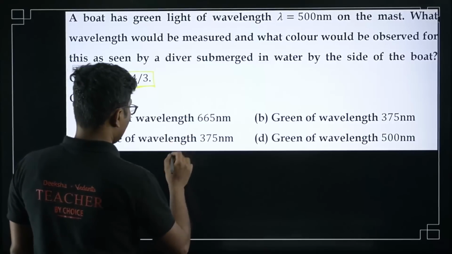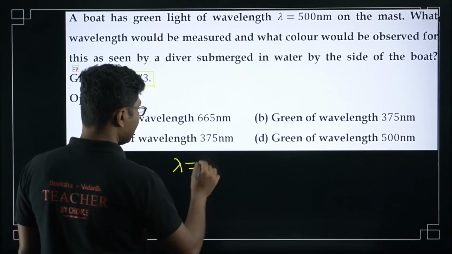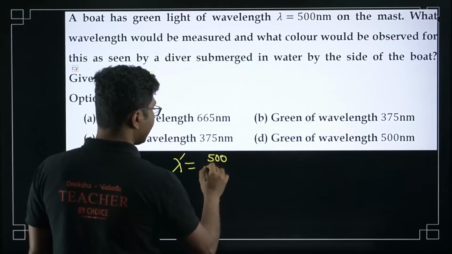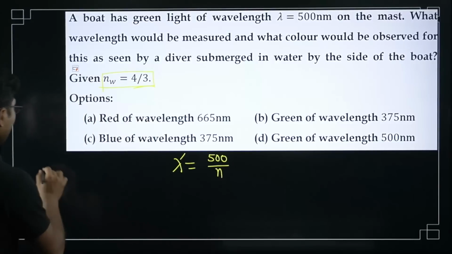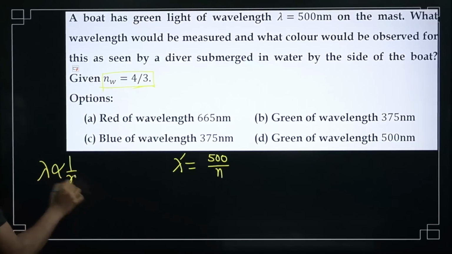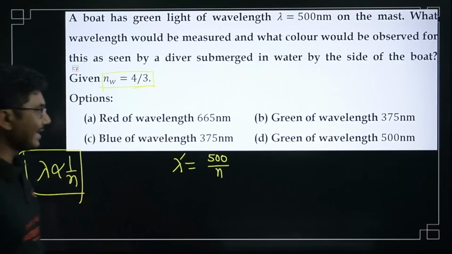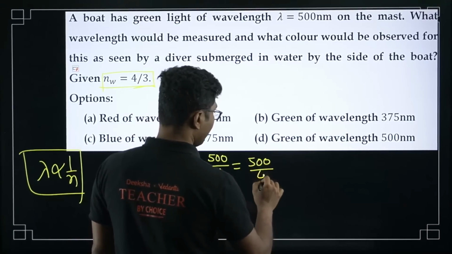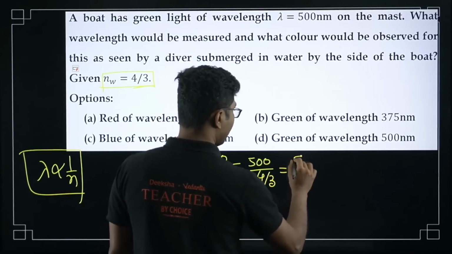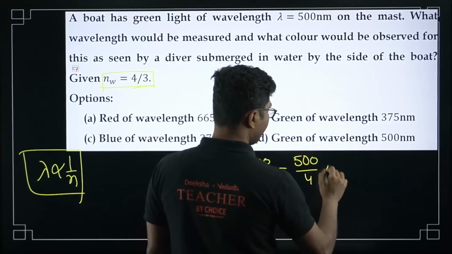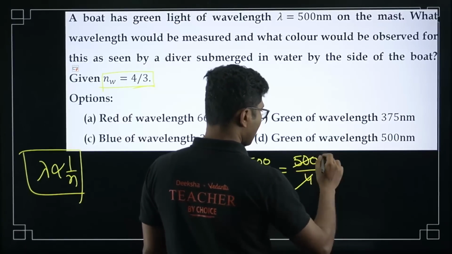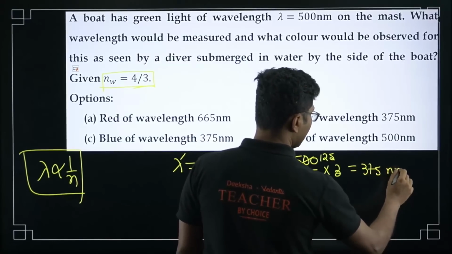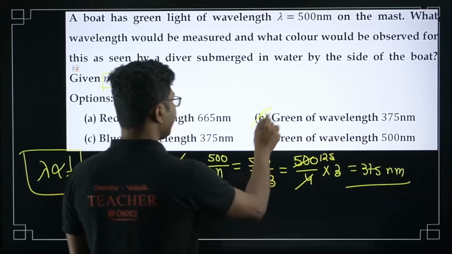So the wavelength will be given by the original wavelength divided by the refractive index. Remember that wavelength is proportional to 1 by n. So 500 divided by 4 by 3, that is 500 by 4 into 3, which is 125 into 3, that will be 375 nanometer. So green and 375 nanometer is the answer.